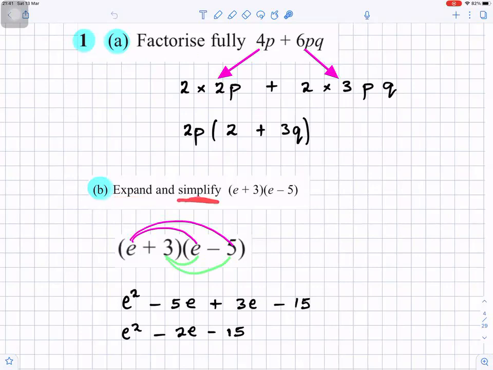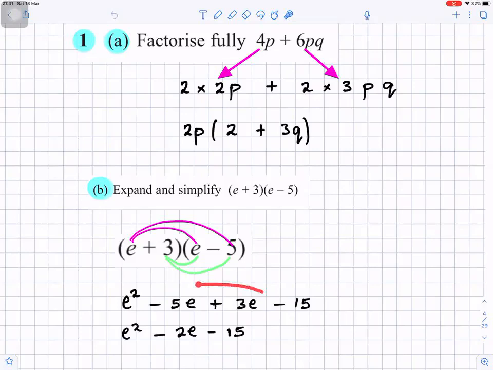And then after that, we simplify. So it's a double bracket. We multiply e times e, gives you e squared. E times e is the same as e to the 1 times e to the 1. 1 plus 1 is 2, so it's e squared. E times minus 5 is minus 5e. 3 times e is plus 3e. And plus 3 times minus 5 is minus 15.